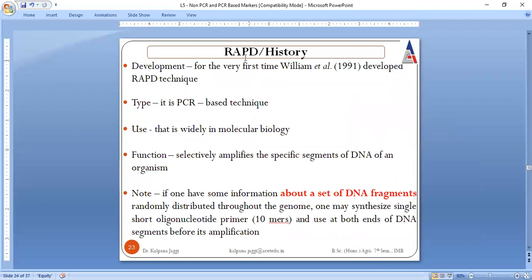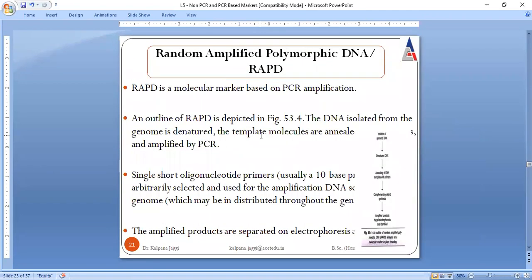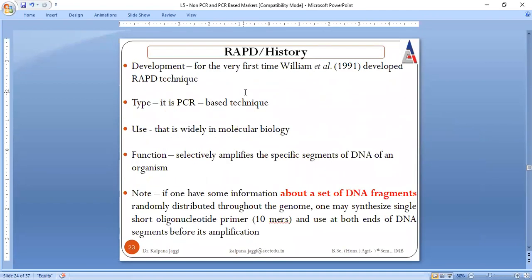This is all about the history of random amplified polymorphic DNA. For the very first time, it was developed by a scientist named Williams and his co-workers in the year 1991. Of course, it comes under PCR technology, so it is based on the PCR technique. It is widely utilized in molecular biology and is very important. Its function is to amplify a specific segment of DNA.